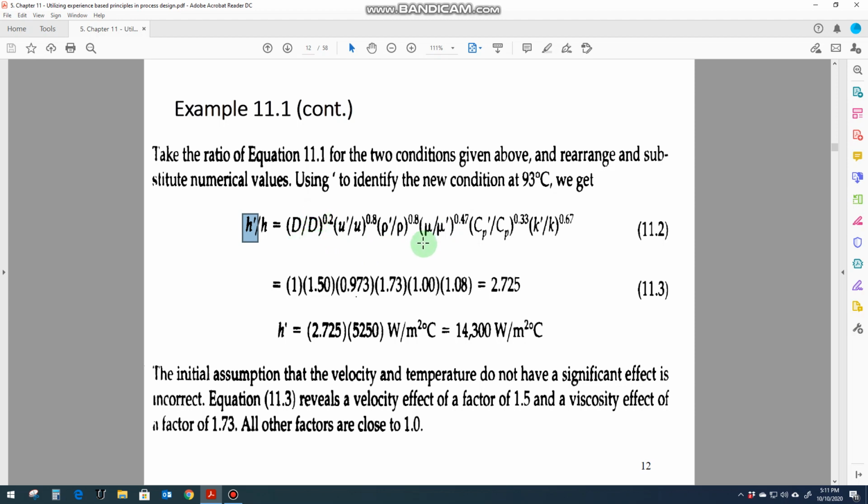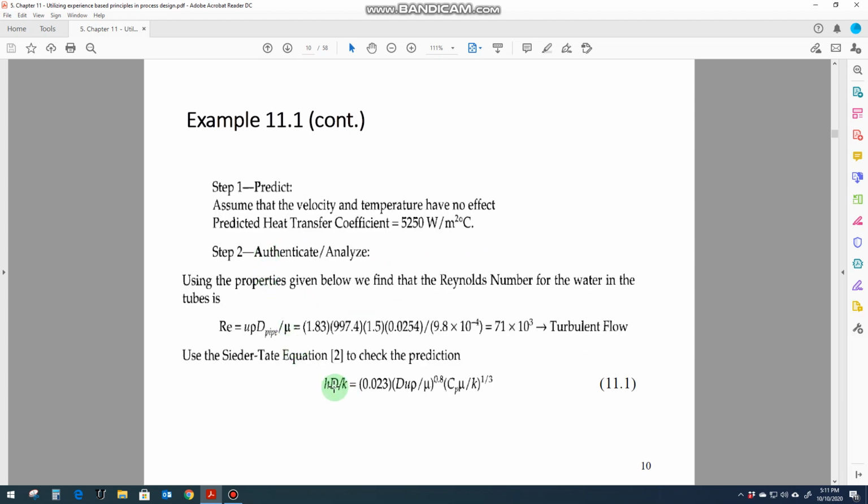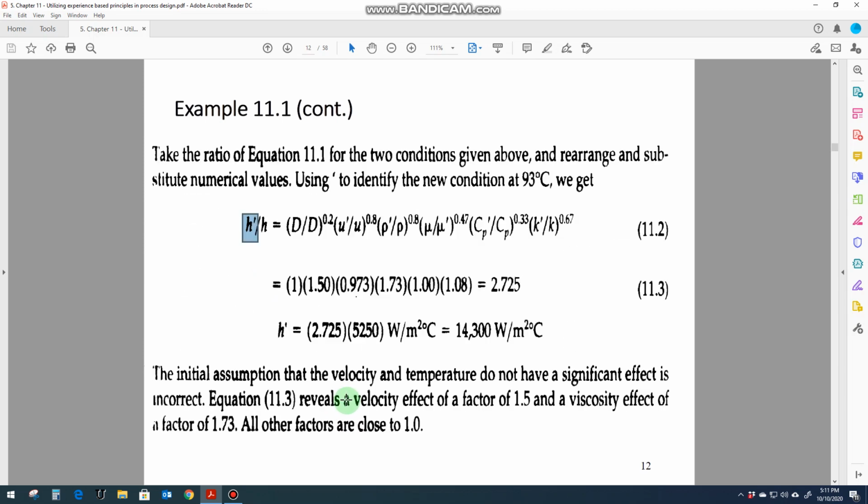So you can get this kind of arrangement when you simplify this equation, when you write down this equation in terms of h, and then you can divide this equation with h dash. Okay, the same equation. So you can have this kind of relationship, and when you put the values for the diameter, for the velocity, density, the old value and the new value, similarly here for the Cp and K dash, you can solve this equation. The value for this heat transfer coefficient ratio would be equal to 2.725.